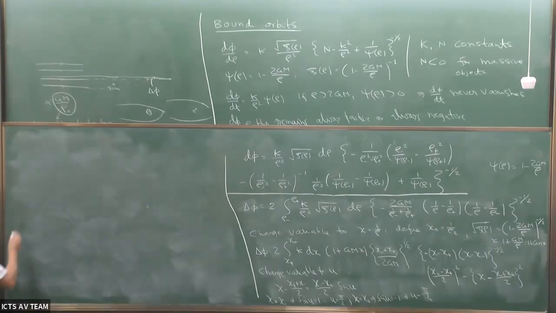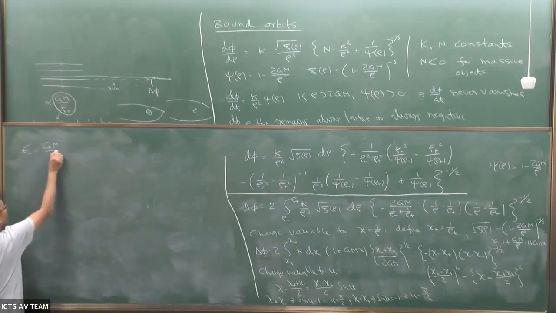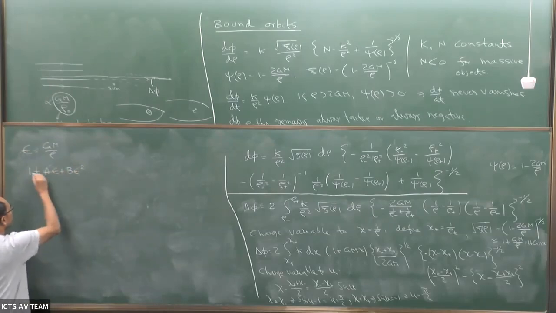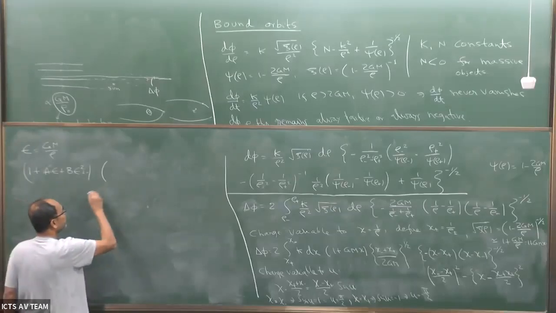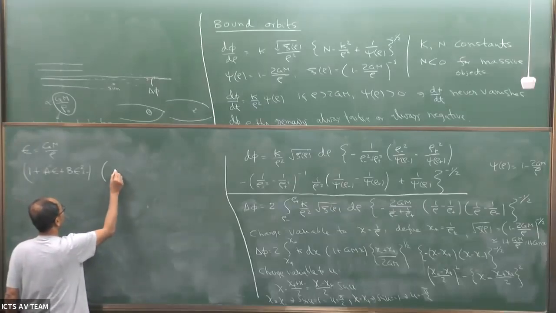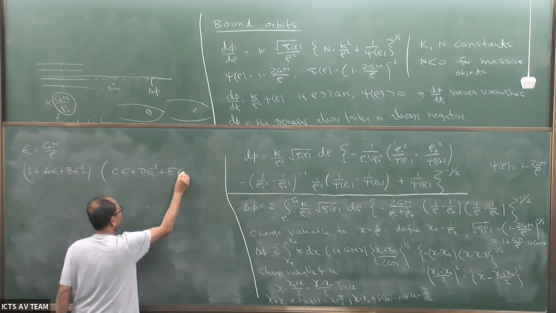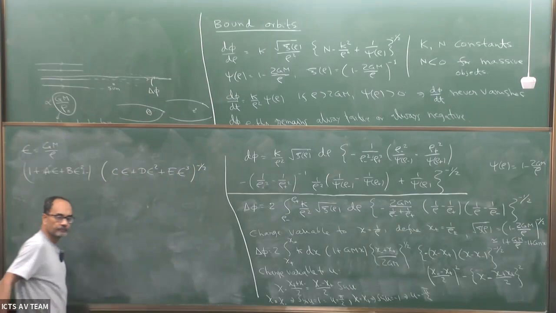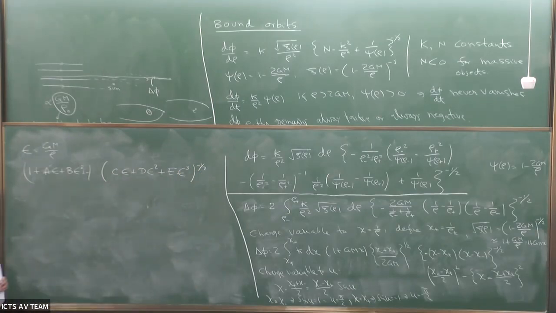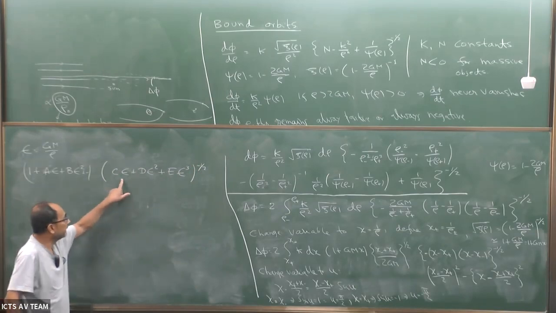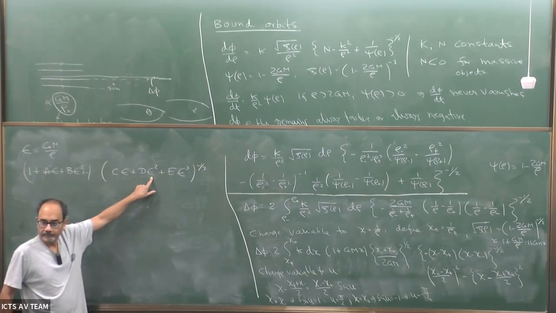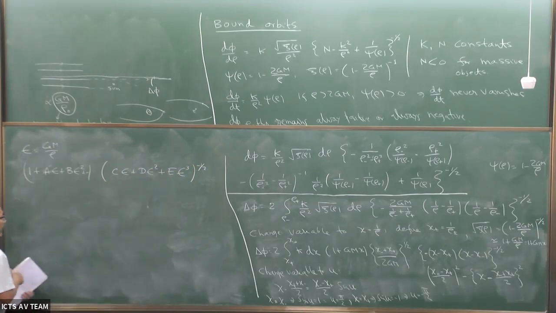Suppose you have a small number epsilon, which in our case is gm over rho. And imagine that you have a term like 1 plus a epsilon plus b epsilon squared plus higher order, doesn't matter. And then somewhere here we have c epsilon plus d epsilon squared plus e epsilon cubed, to the power minus half. To get the first subleading order in epsilon, here you have to keep the d epsilon squared term, right? But not here, because let's see how it will work.